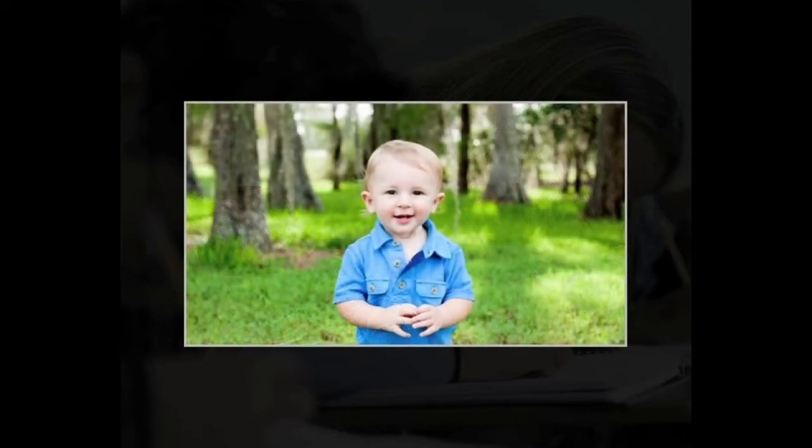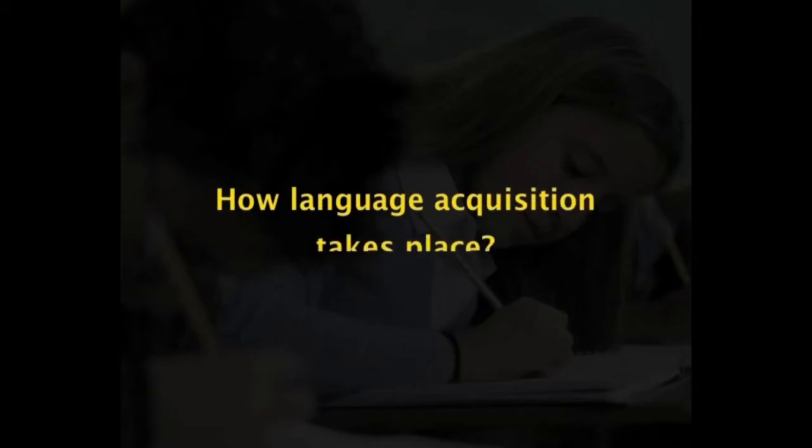The child's language develops from simple to complex. That is, from the individual sounds to syllables, to one-word sentences, to two-word sentences, and from there to complex, complete, grammatically accurate sentences. So, this is what we understand by the word language. Now, let us see how language acquisition takes place.